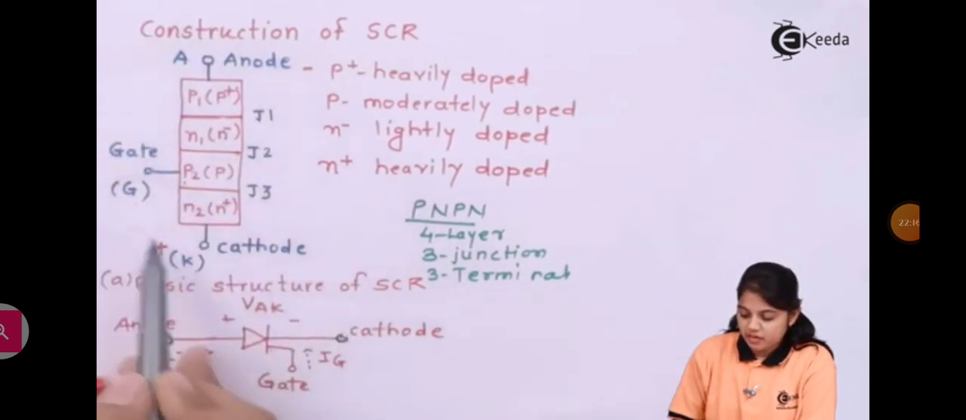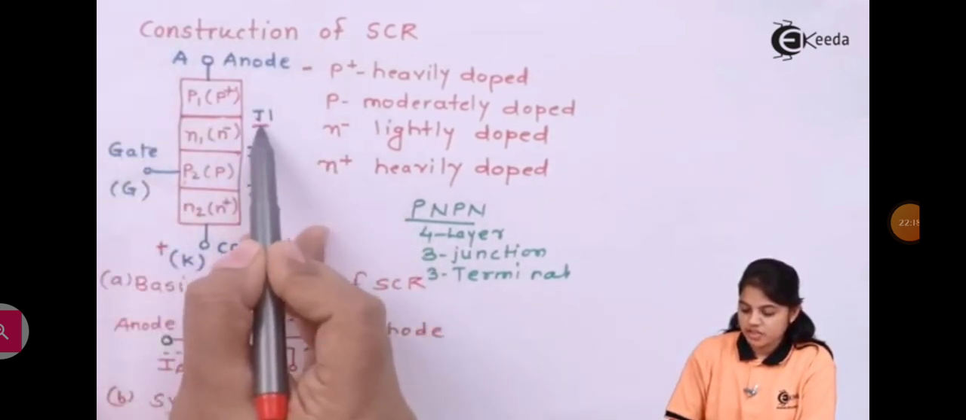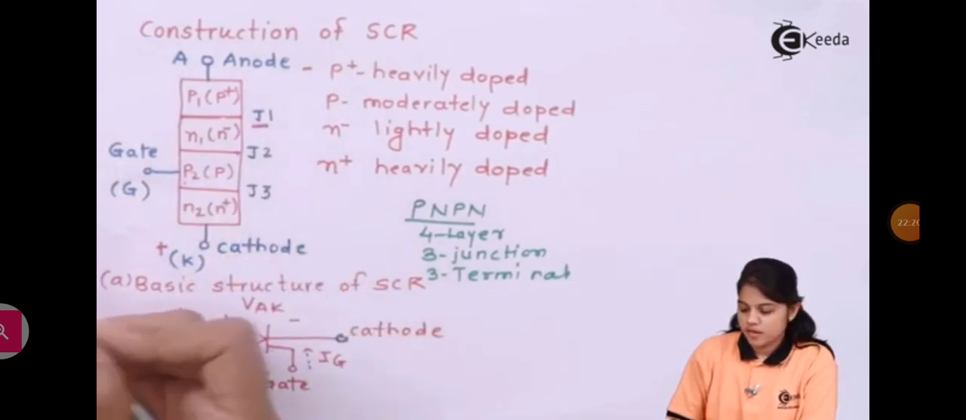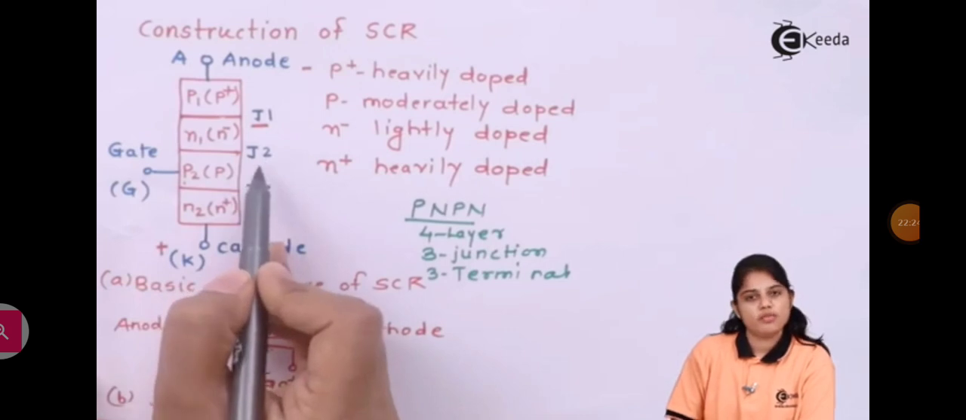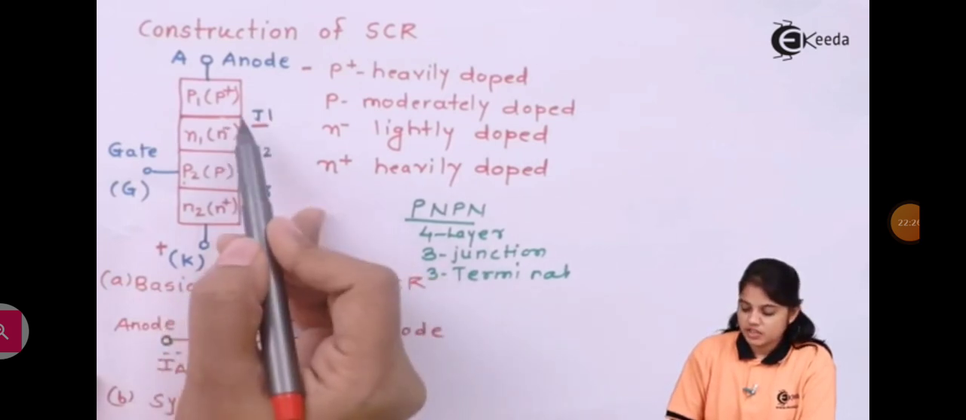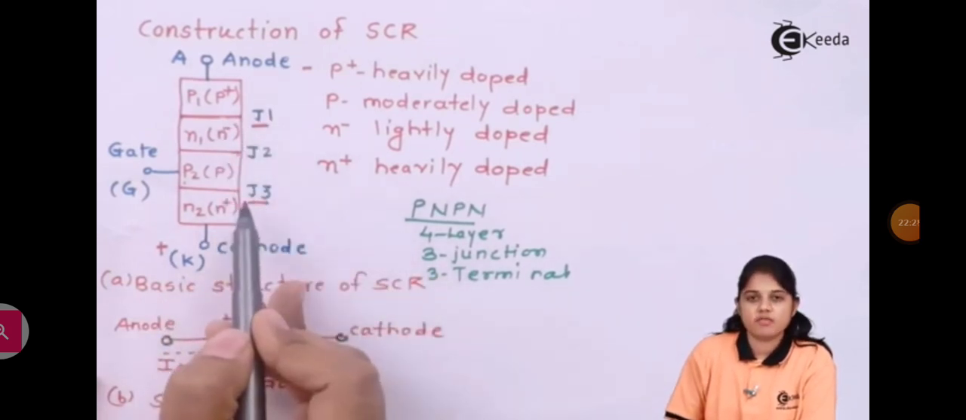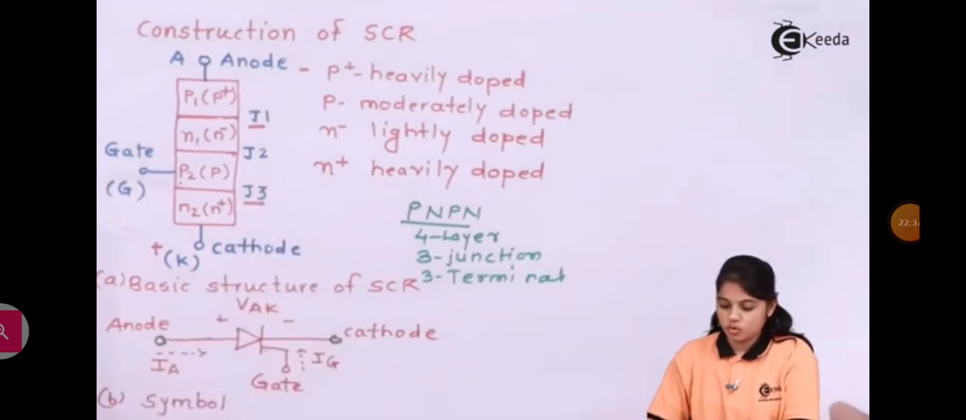So in the reverse condition, my junction J1 will be reverse biased, my junction J3 will be reverse biased, and junction J2 will be forward biased. If junctions J1 and J3 are reverse biased, there will be no conduction in an SCR. That means current cannot flow through an SCR. Now let's go to the graph.